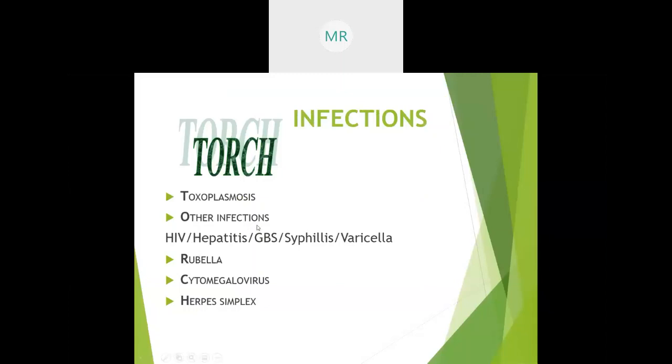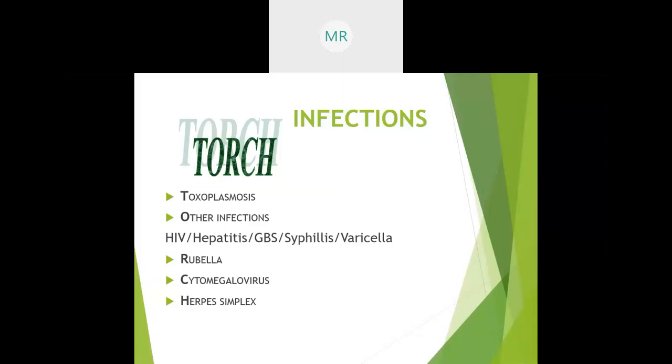You see them there: HIV, hepatitis, GBS, syphilis, and varicella. R for rubella, C for cytomegalovirus, and H for herpes. Now, the definition of torch infections: this is a group of organisms that cross the placenta and affect the development of the fetus.